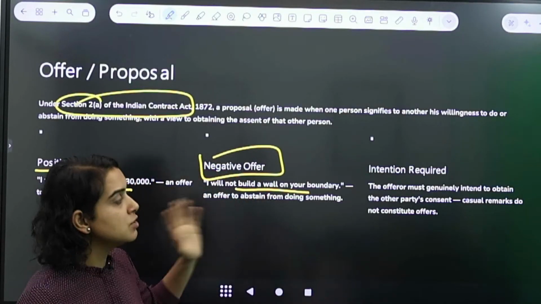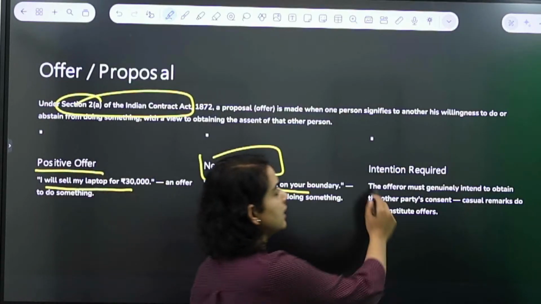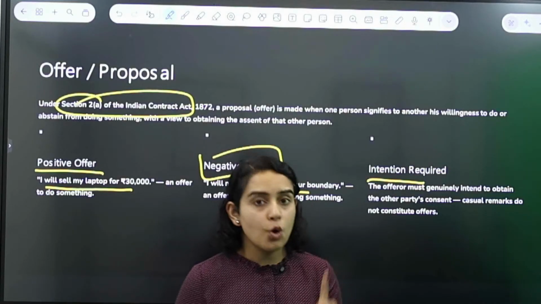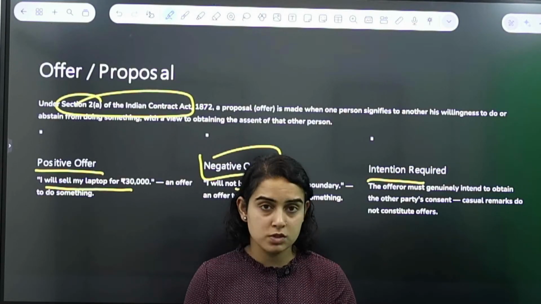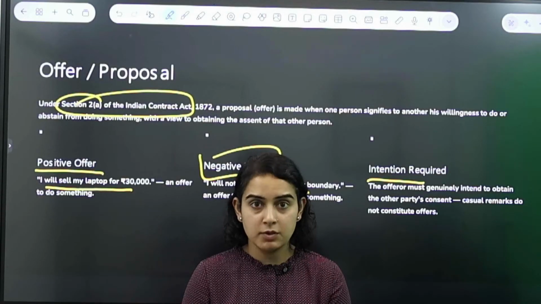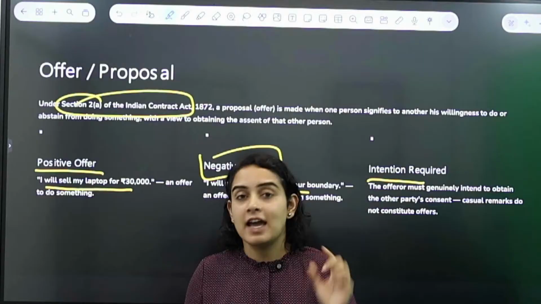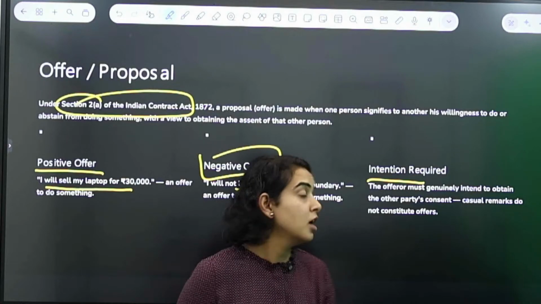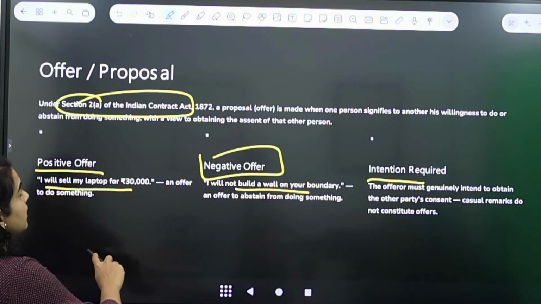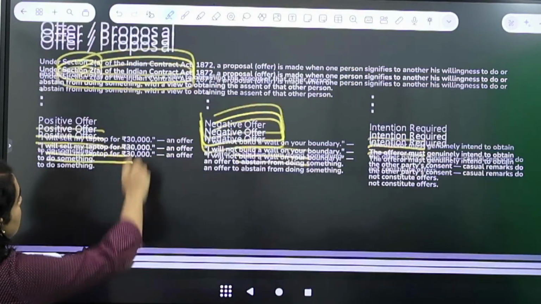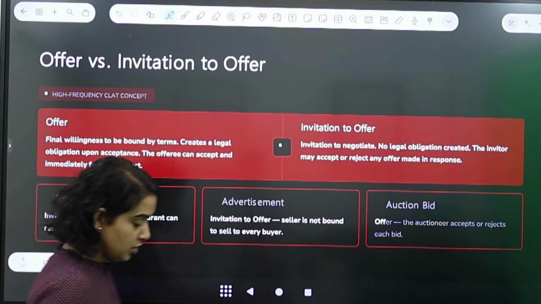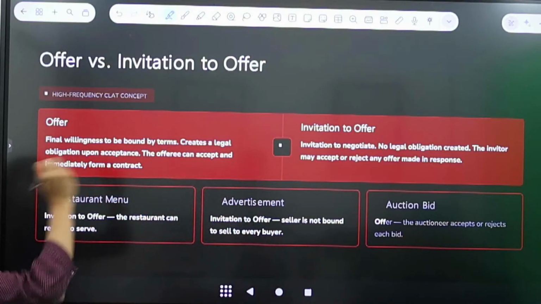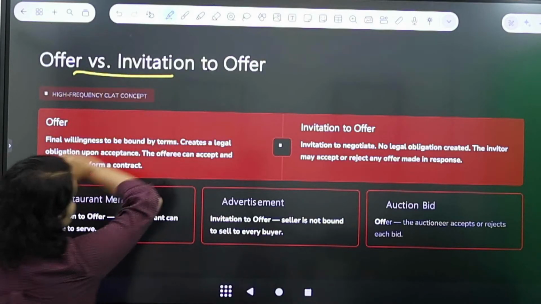And for any sort of offer that has to be made, there is an intention required. Intention required here basically means that the offerer, the person who's making an offer, knows that once it becomes an agreement, once it becomes a contract, there can be legal consequences. There is going to be a legal relationship established, right? So an offer needs to have an intention to create a legal relationship.